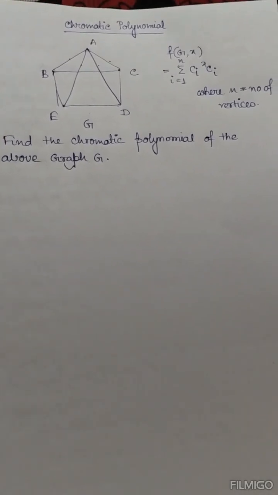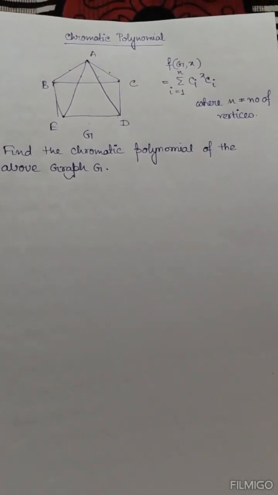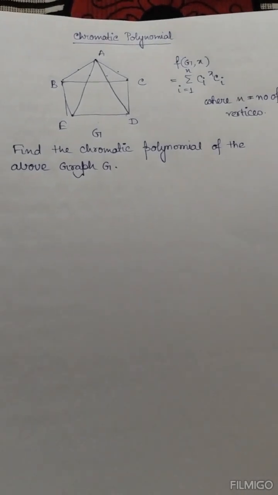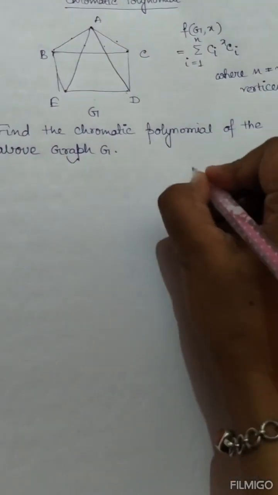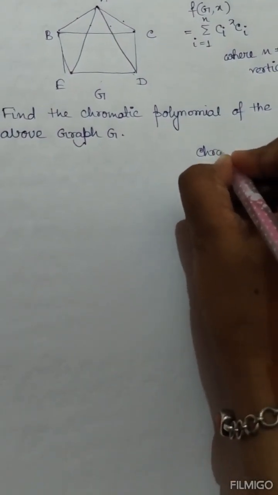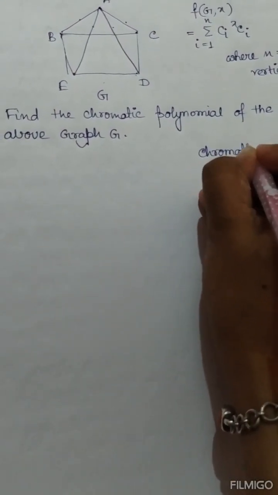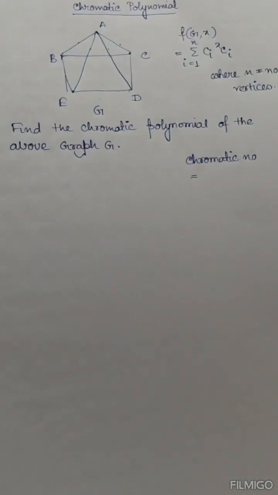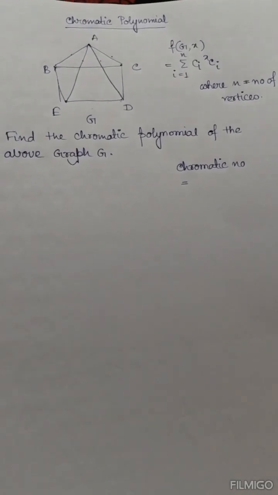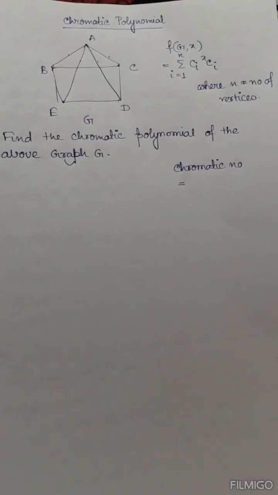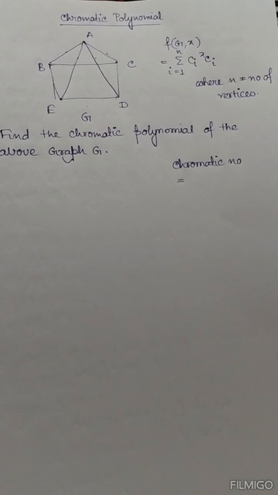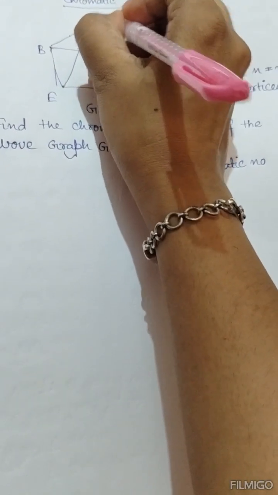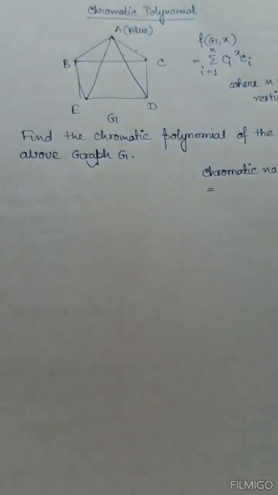Now first you have to find out the chromatic number, which we already discussed in the previous videos. What is the definition of this chromatic number? Minimum required color to color a graph, right? Now suppose a vertex A we will mark it with blue.